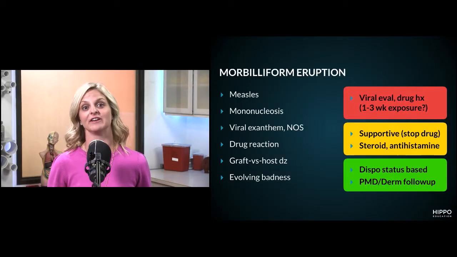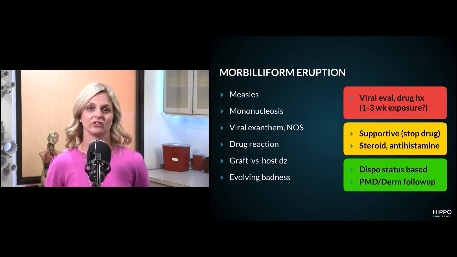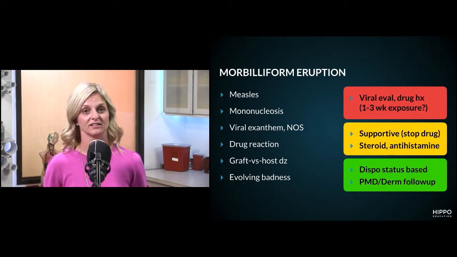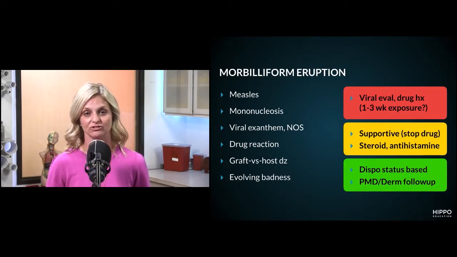So we'll talk a little bit more about things like Stevens-Johnson syndrome or toxic epidermal necrolysis, but that's really what we mean by evolving badness. And the only reason why I include it here is that very, very early on in the course of something like toxic epidermal necrolysis, which is usually a very severe drug reaction, it can look morbilliform.